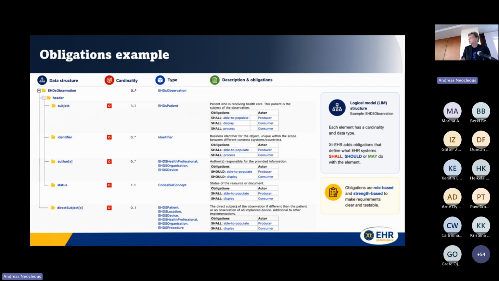I think this is my last slide. Just show you how it looks like in the logical model in its formal representation, and a part of the elements that Daniel have already mentioned, like cardinalities, data types. We have additional information which says for the systems that are acting as producers, they shall be able to populate this value. And that's all from my side. Thank you very much.